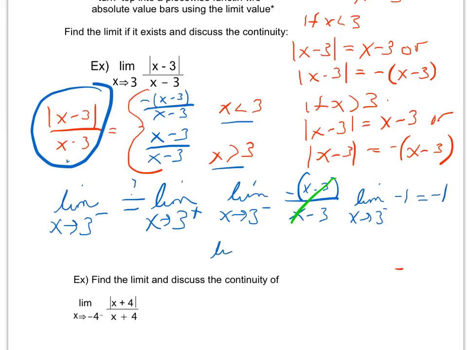If I do the same thing and say the limit as x approaches 3 from the right, and I replace my absolute value function from my piecewise function, it's x minus 3 over x minus 3, I know that reduces to just 1.